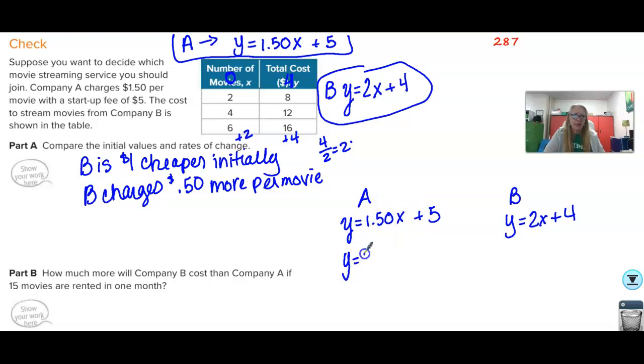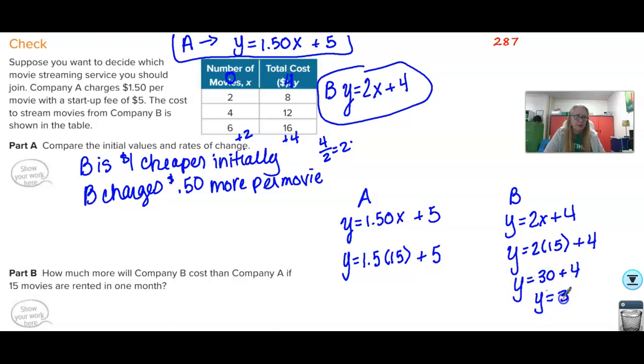So we would have y equals 1.5 times 15 plus 5. Over here, we would have y equals 2 times 15 plus 4. This one I can do without a calculator. This one would be 30 plus 4, so this one would be 34. So $34 for 15 movies. This one, I'm going to use a calculator for.